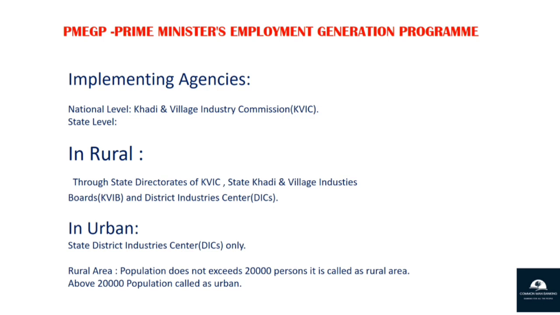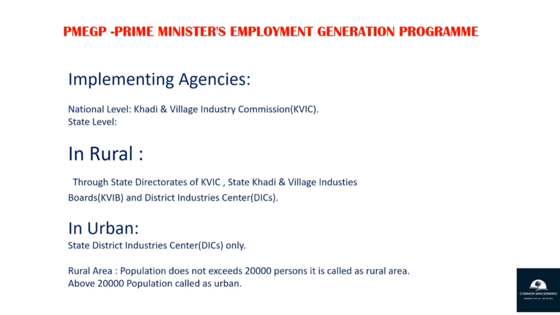The program is implemented through different agencies. At the national level, the program is implemented through KVIC, that is the Khadi and Village Industries Commission. At state levels, this program is implemented through three agencies: KVIC, State Khadi and Village Industries Board, KVIB, and the District Industrial Center, that is DIC, famously called DIC. In urban areas, the program is implemented mainly through the DIC only.